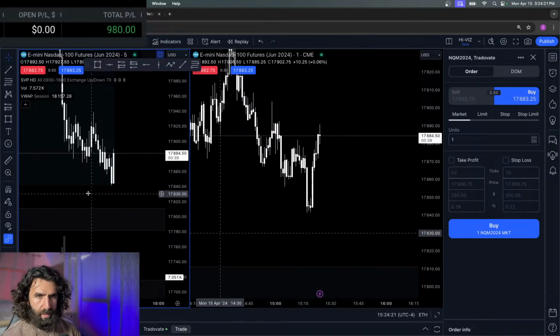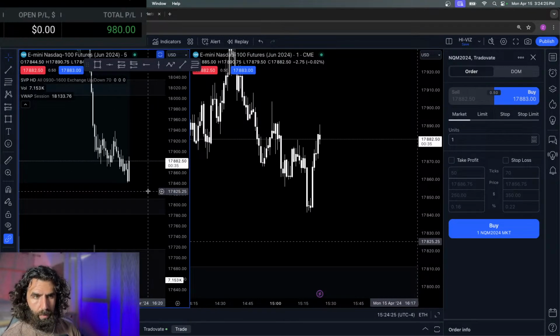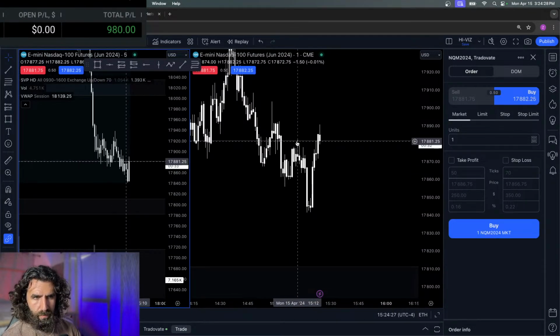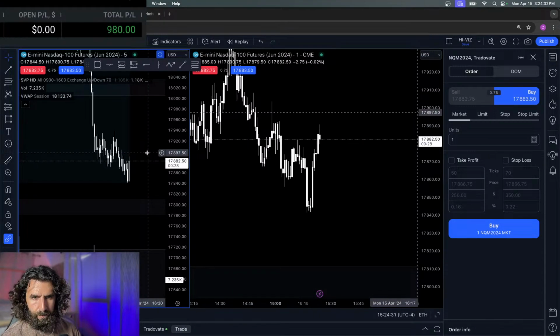Again, getting towards the end of the day, maybe it's going to start a run back up. We are above all of these highs, but it's just the 5-minute high.